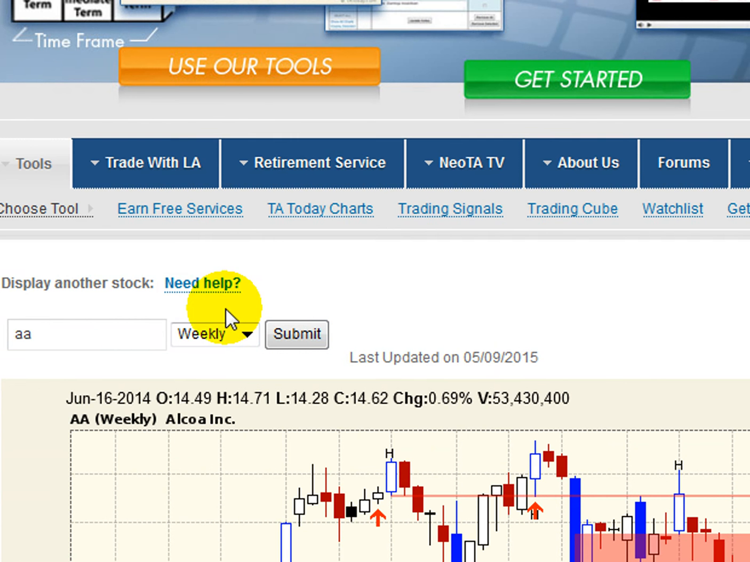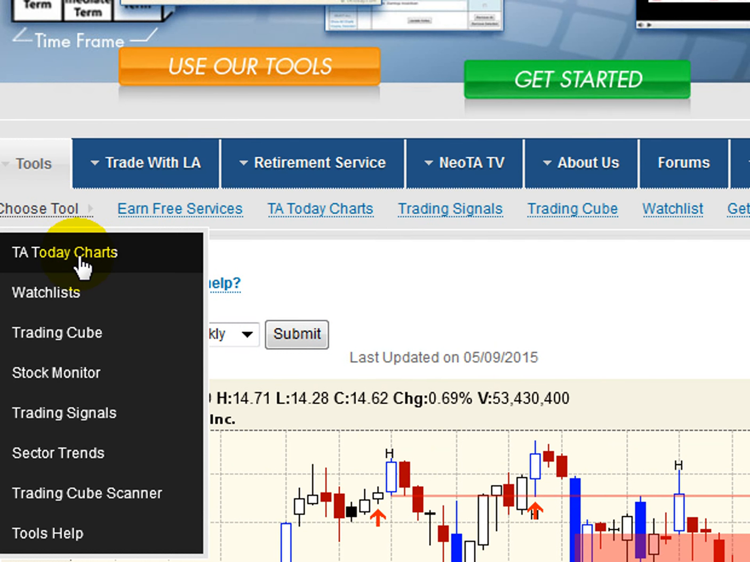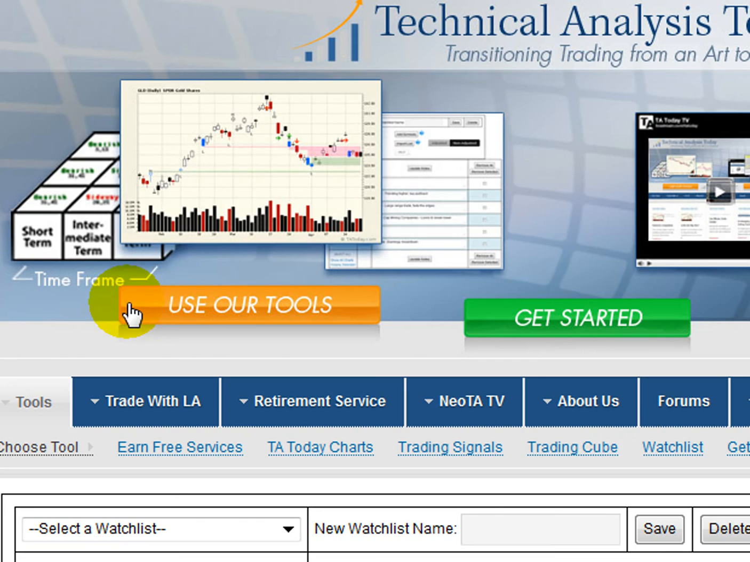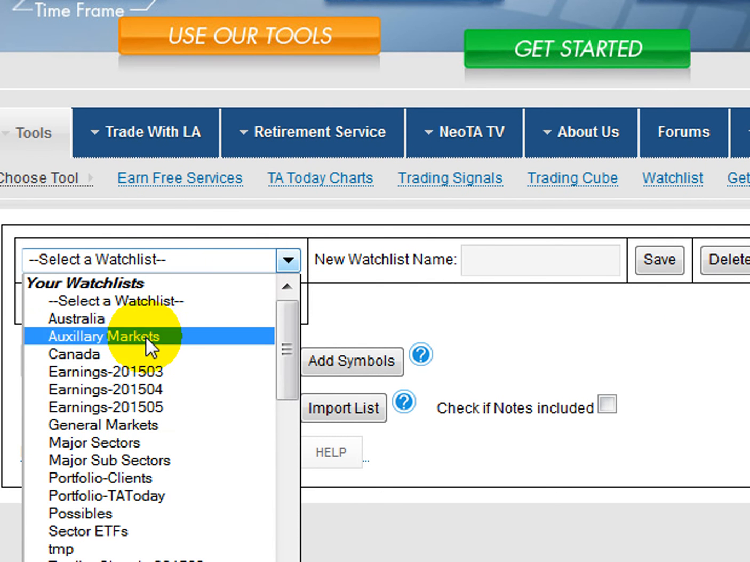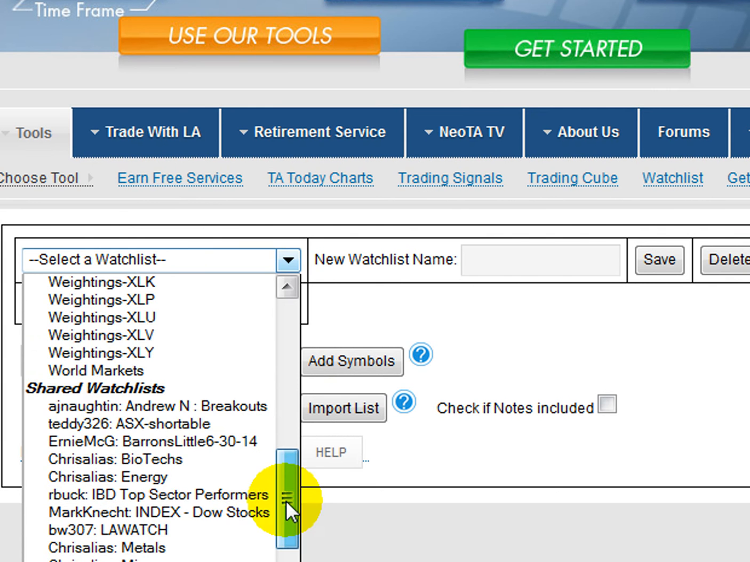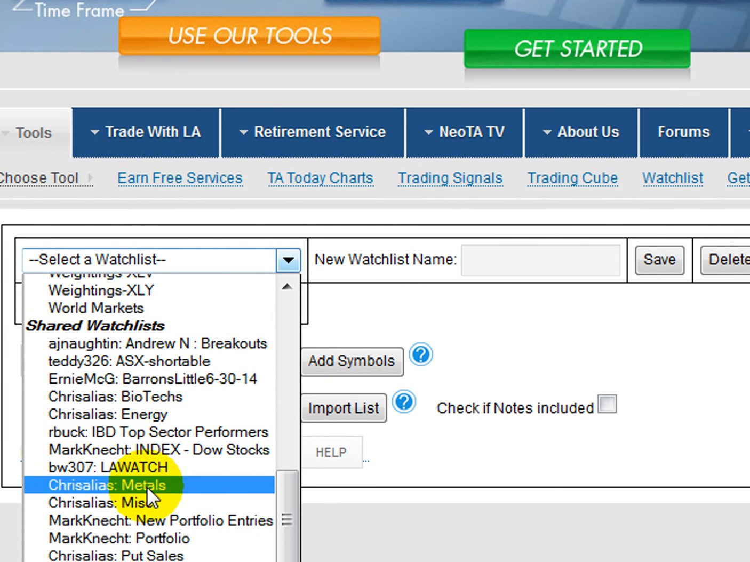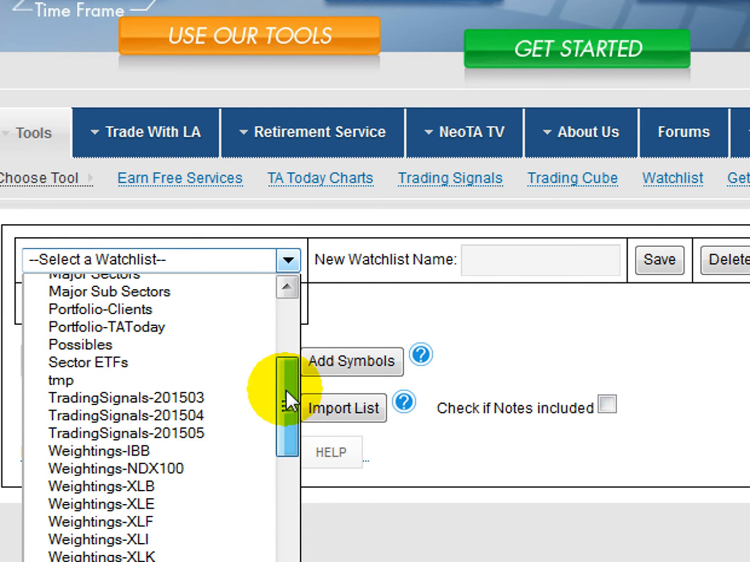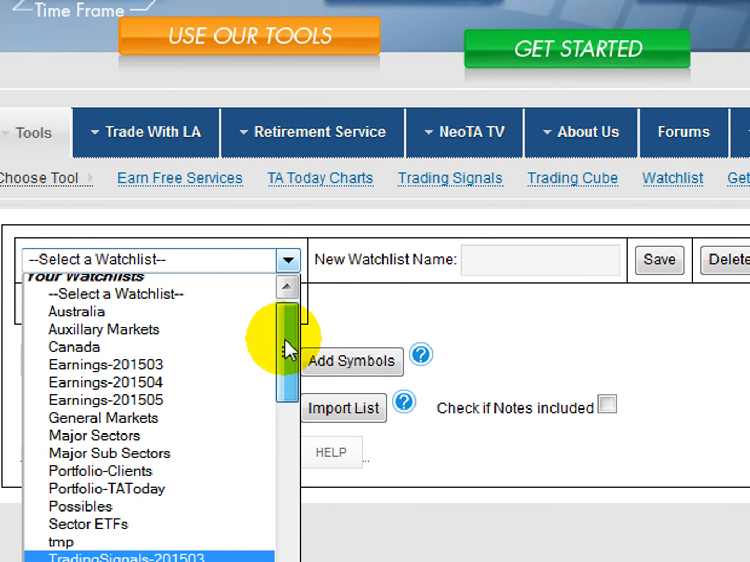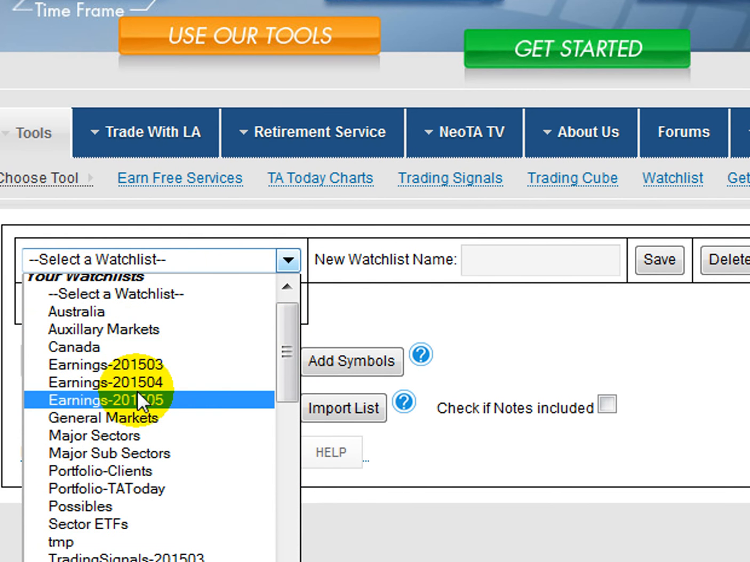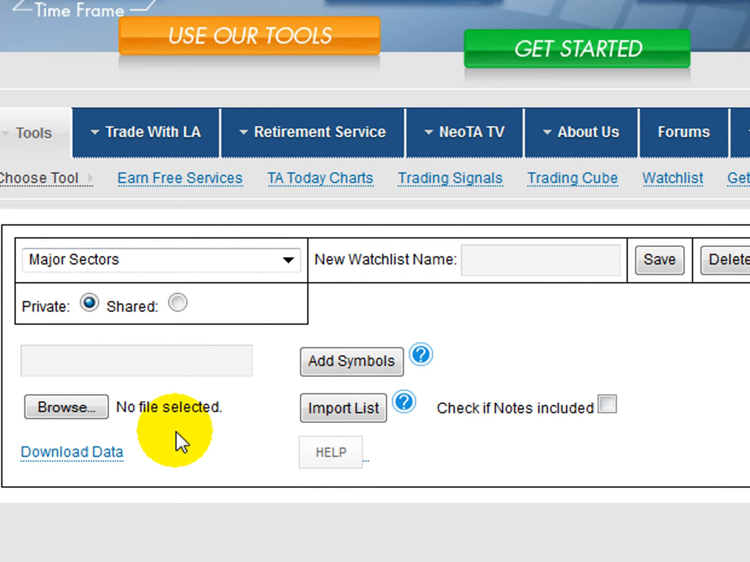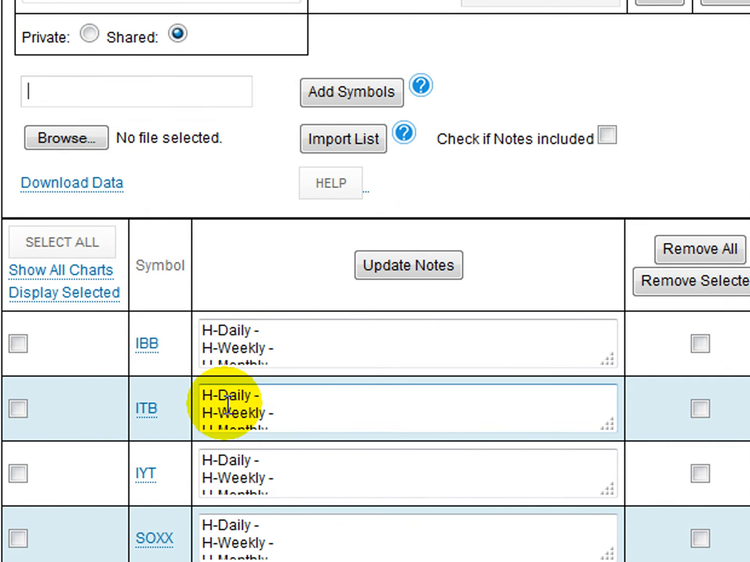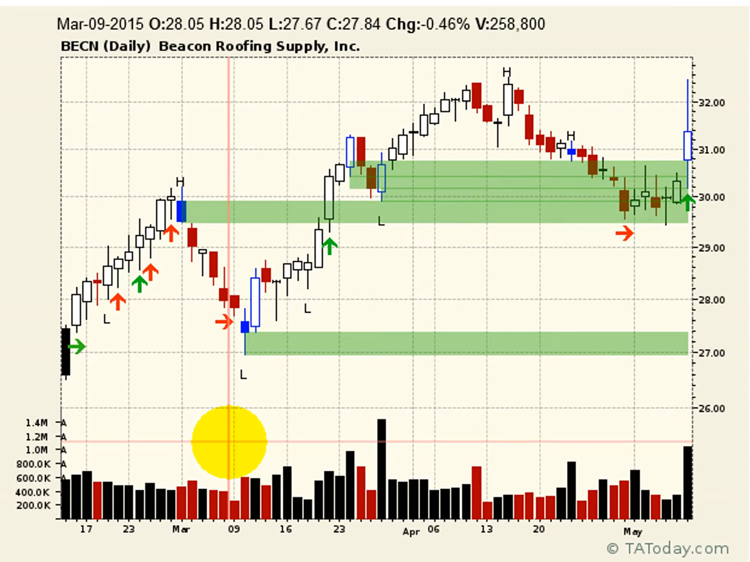Now the nice thing about the TA Today charts is if you go to, say, a watch list, there's two types of watch lists. There's your private ones that are here, and then there's ones that are shared from other people, including me. When you're logged in, you'll see my shared ones. Of course, when I'm logged in, mine are all available to me. If I just pop into one of these, I'll just go to major sectors, and I'll pop up, say, the IBB.